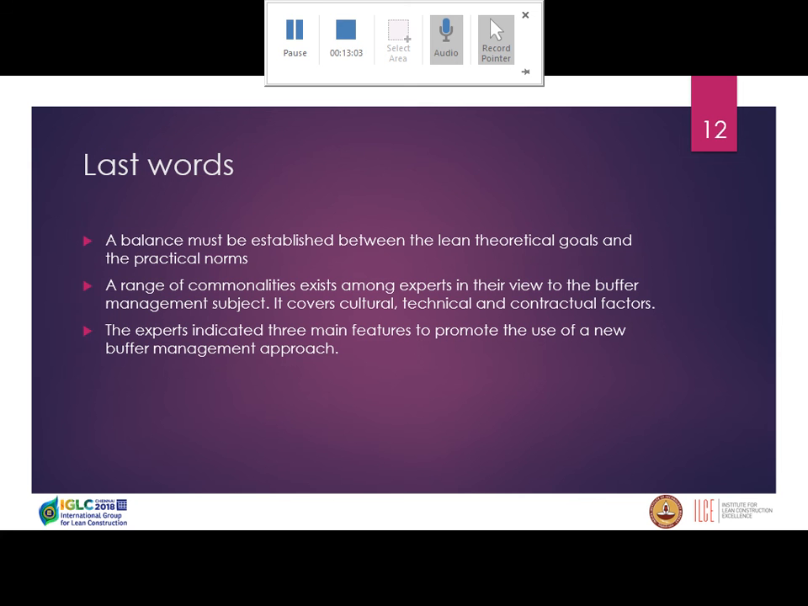So, as the last word, we think there should be a balance between the theoretical goals of lean construction and the practical norms. We found a few commonalities between the projects. The commonalities include cultural, technical, and contractual factors. Some of them are not just about buffer management; contractual factors, for example, can be applied to other aspects of implementing lean. And finally, there were three main features which can support a new buffer management tool based on lean theory.